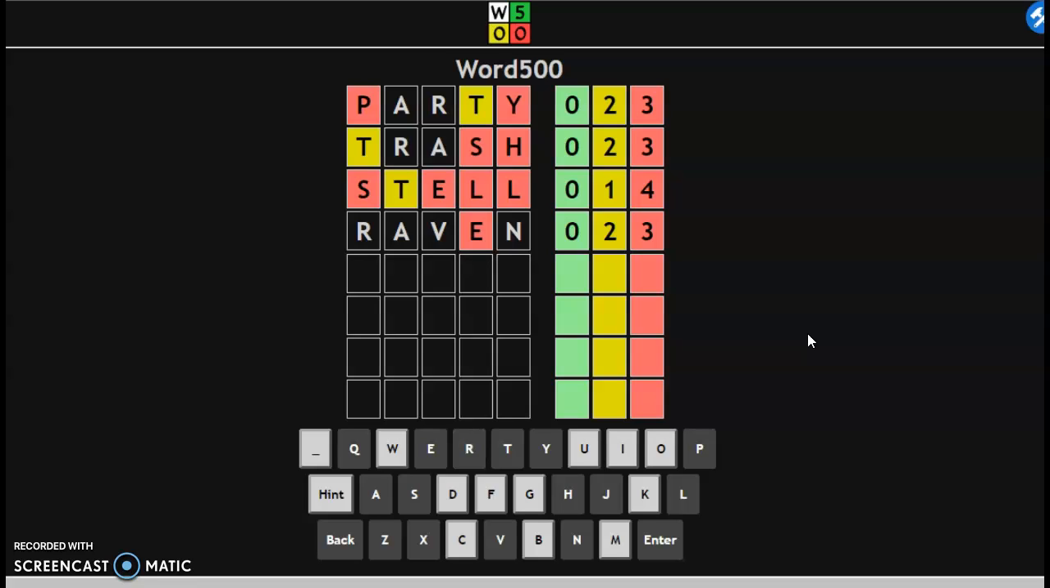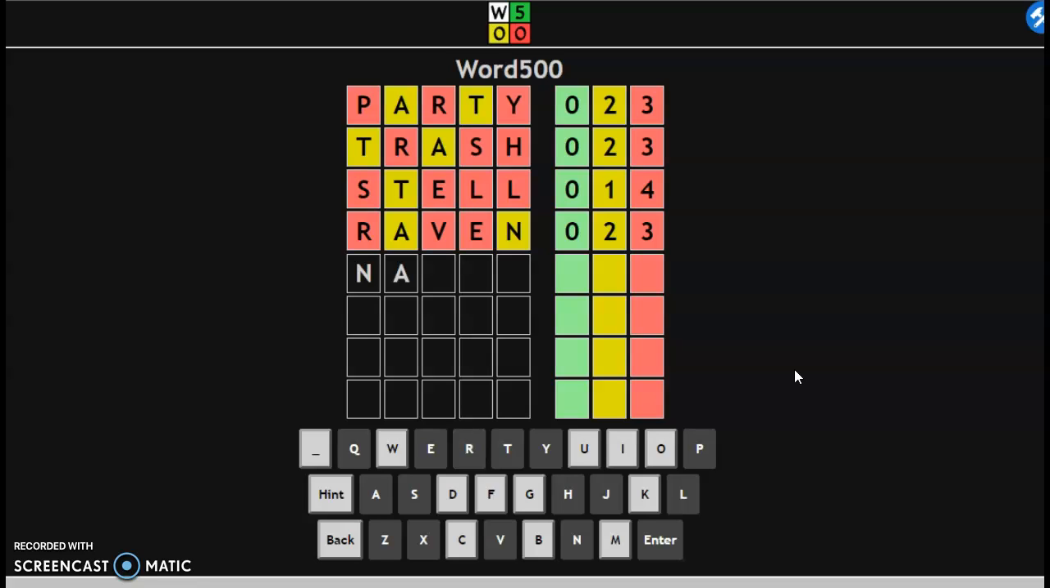So, I like the A being the yellow, honestly. Let's consider that the A is the yellow. Okay, and so then from here, I need to figure out now. Let's put the N yellow, I guess. Let's go with the word nasty.